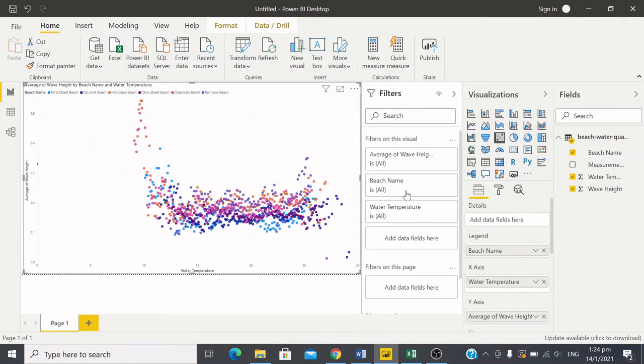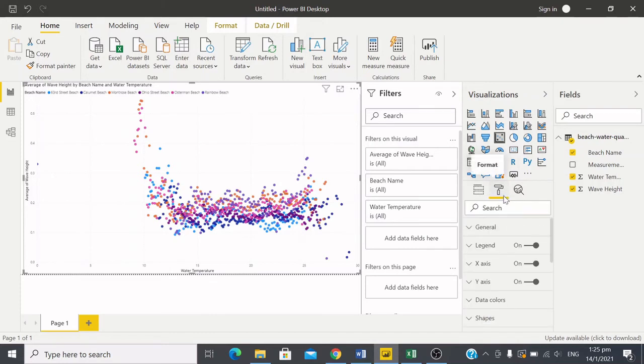Now we want to see the behavior of the wave height with respect to the different beaches. How can we do that? One way is we can click on the legend here. The legend is quite small, so what we are going to do is make the font size bigger first, so that when we click, we know what we are clicking.